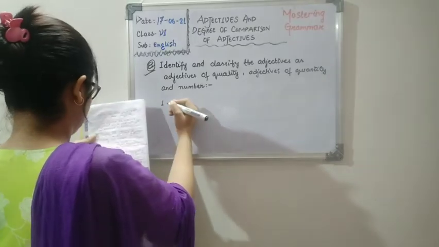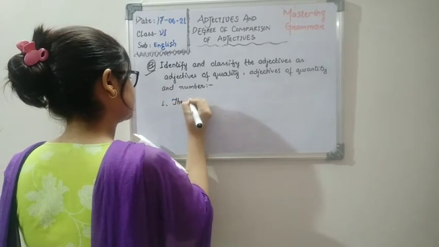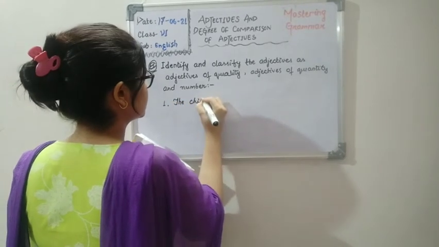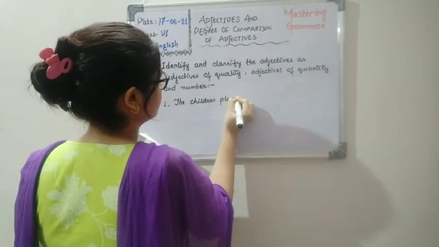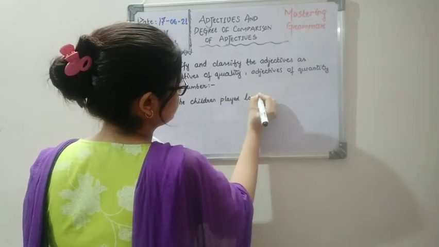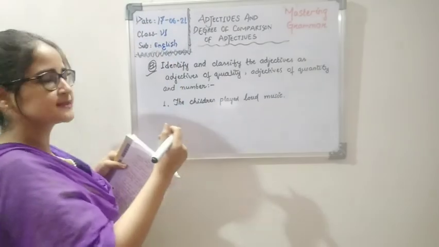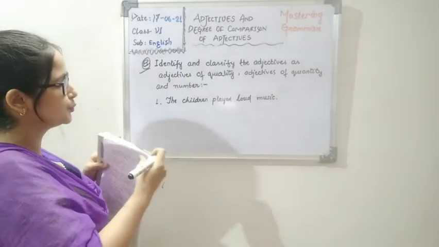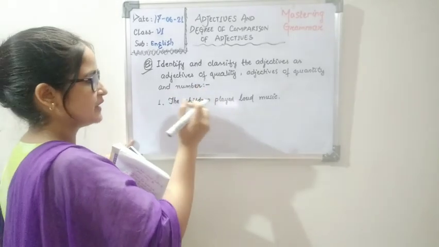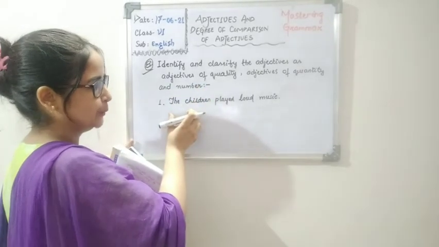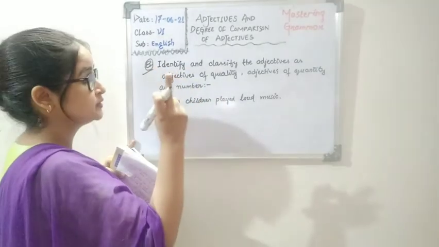Number 1. The children played loud music. So how are you supposed to write this exercise in your notebook? You will have to first choose the adjective and then write the adjective right below, and then you have to write the kind of adjective it is. First you have to spot the noun.